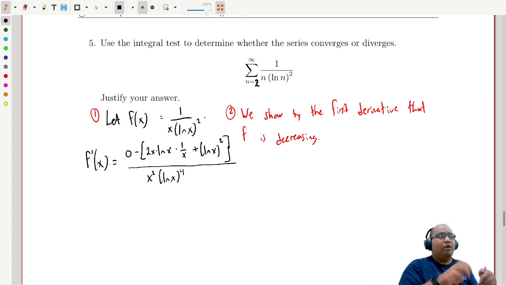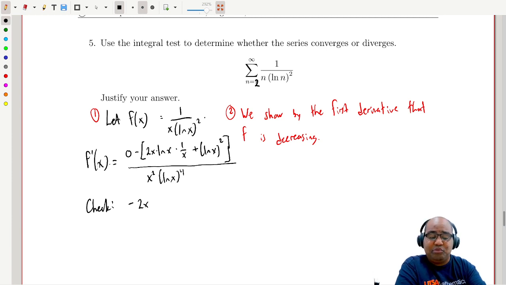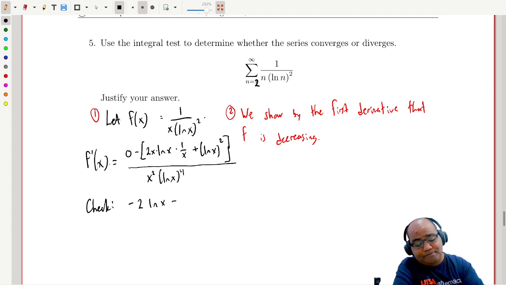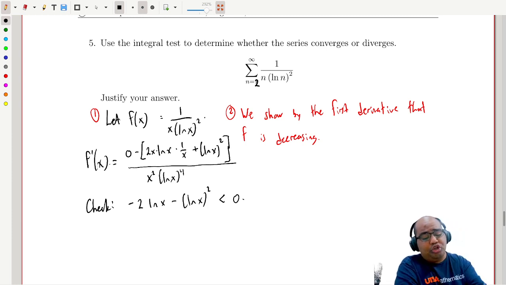Now, again, the denominator is always positive because it's a square. And so now we just have to check if the numerator is negative. If we clean this up on top, we'll have to check that we have negative 2 log x times x times 1 over x, and x times 1 over x is just 1. So I have negative 2 log x minus the square of log x. We have to check if this thing is indeed negative. Where is this negative? Now I can go ahead and divide through by the common factor of minus 1.